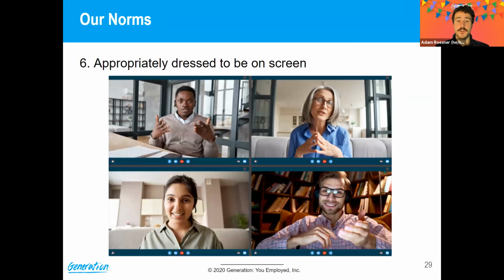Be appropriately dressed to be on screen. You'll notice that I like to wear collared shirts. Just a personal preference of mine, and it is not a requirement by any means. I realize that every single person in this slide is also wearing a collared shirt, but again, that is not meant to impress upon you the idea that you have to wear a collared shirt. It is more just to make some suggestions about the level of professional dress that we are expecting here.